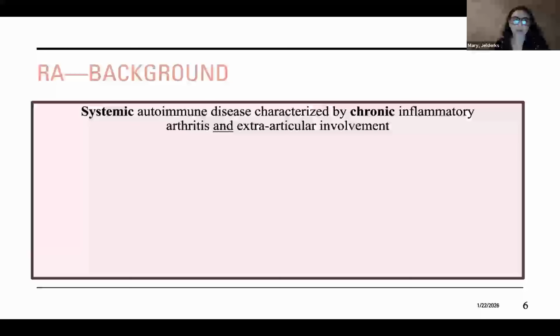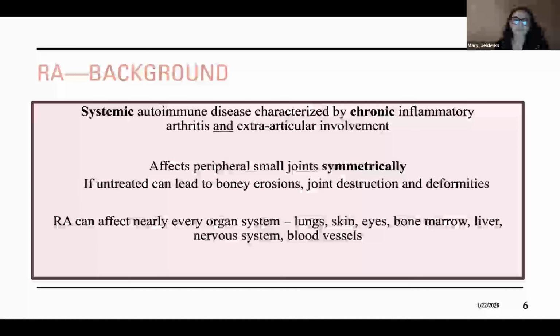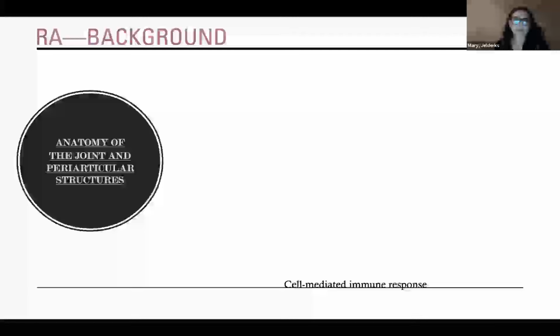So rheumatoid arthritis, RA, is a systemic autoimmune disease that is characterized by chronic inflammatory arthritis and extra-articular involvement. It affects the peripheral small joints symmetrically, very important, and if it is untreated, can lead to bony erosions, joint destruction, and deformities. RA can affect nearly every organ. It is very important to remember that it is a systemic inflammatory disease. So it really can involve the lungs, the skin, the eyes, bone marrow, that's all your bloodlines, your liver, your nervous system, and your blood vessels, as we will see.